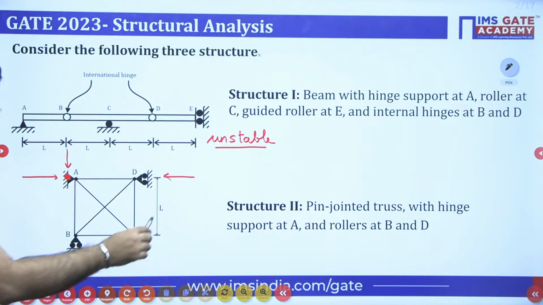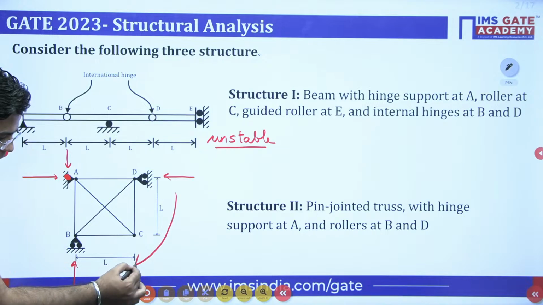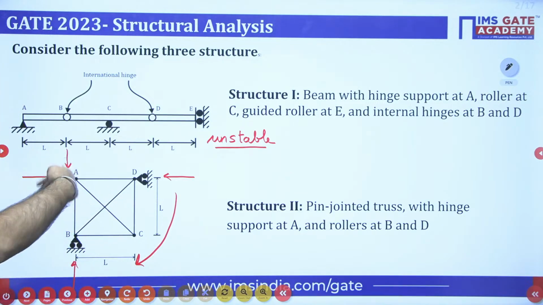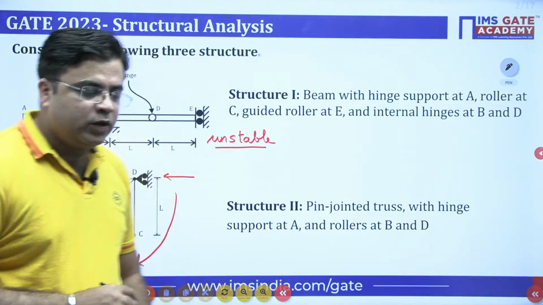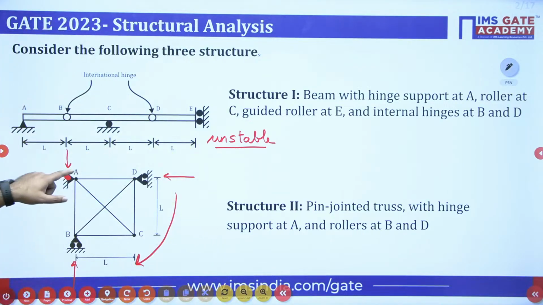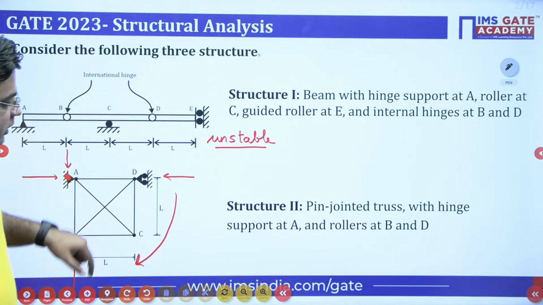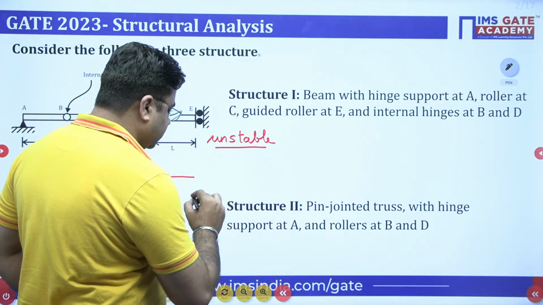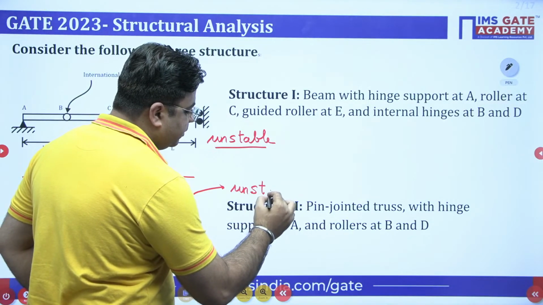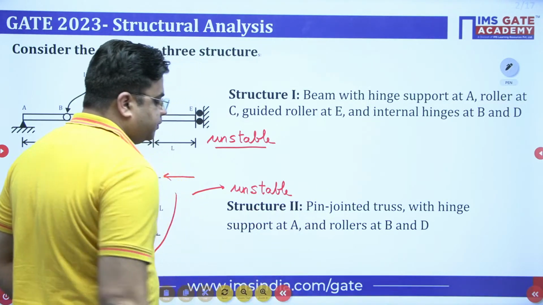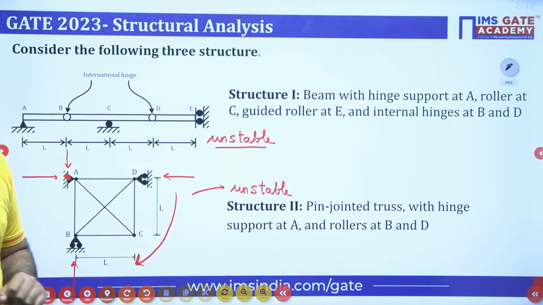So if you apply any moment, there will be no resisting moment developed by the support reactions, hence the structure will become unstable. Since the support reactions are concurrent at a point, this structure is also an unstable structure, right? This is also an unstable structure.